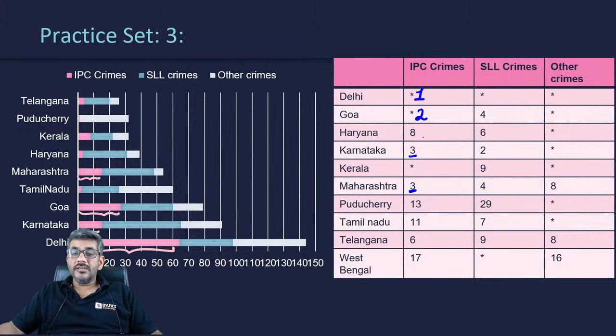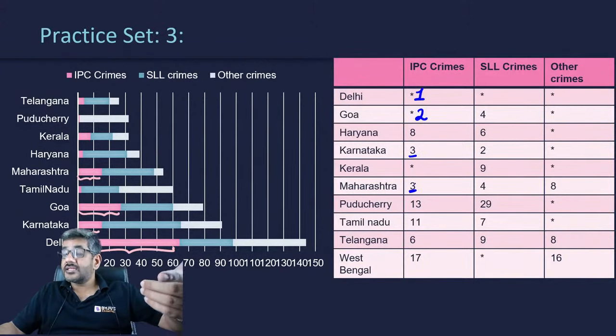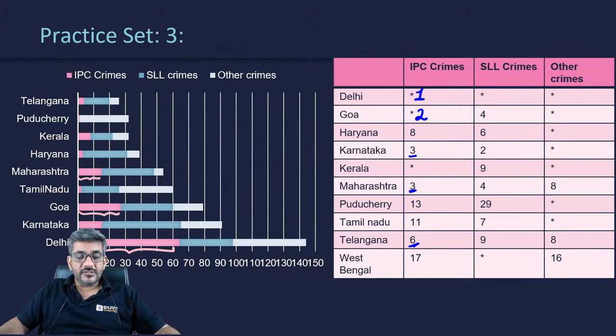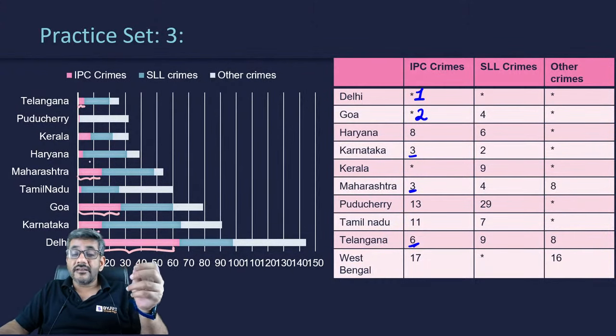After 1 and 2, rank 3 comes, so the next rank will not be 4, the next rank would be 5. We already have rank 6 over here, which is Telangana. So if Telangana is rank 6, which is around 3 or 4 crimes, which state is having more crimes than that? It is Kerala. So Kerala must be having a rank of 5 here.